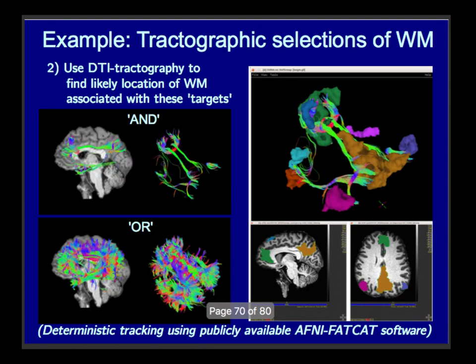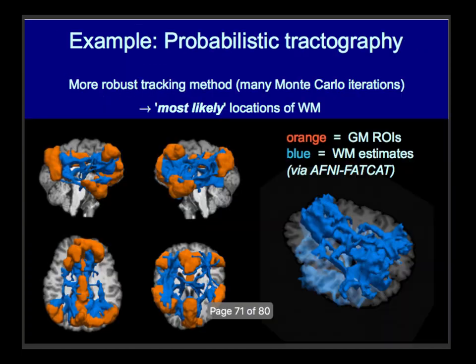An even better way of going: here we do this algorithm to connect the regions, and that's fine. We can do a little bit more work and do what's called probabilistic tractography, where we perform lots and lots of iterations of this, and we perturb the data every time, and then we keep a record of locations where tracks keep going even though I'm perturbing the data.